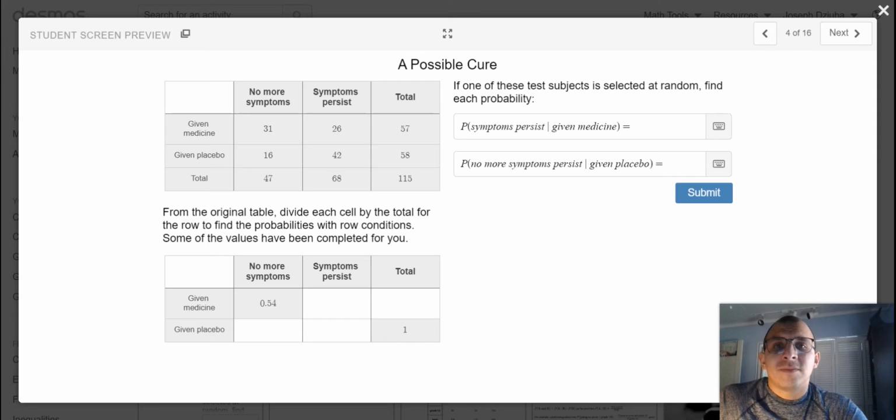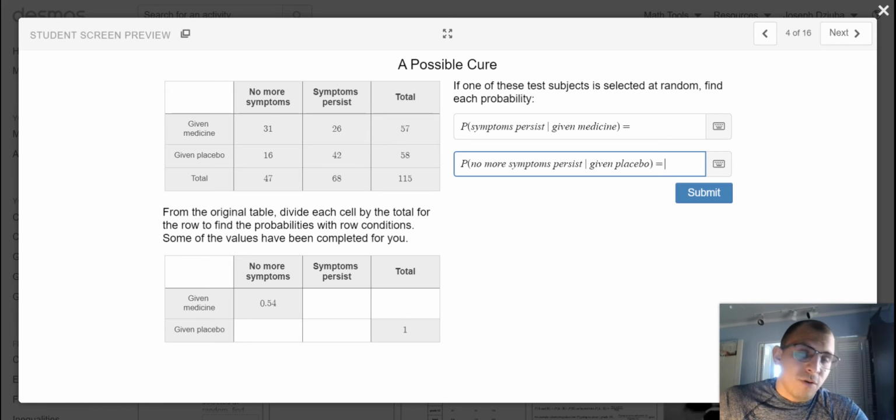In this slide, we have a few more probabilities, but we're getting back into our idea of conditional probabilities. The probability of someone being selected whose symptoms persisted, given that they've been given the medicine, and vice versa. After these, please, from the original table, divide each cell by the total for the row. The rows are horizontal. To find the probabilities with row conditions, some of the values have been completed for you. This is why we've deleted the total section. So what are the probabilities based on given medicine, and based on given placebo?